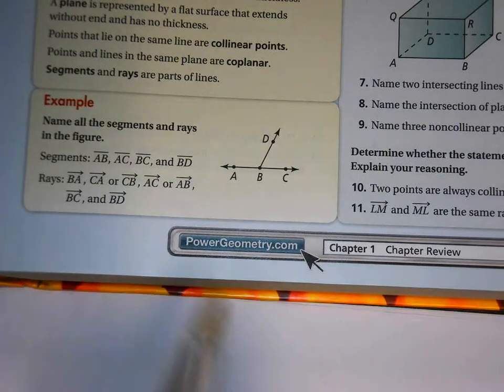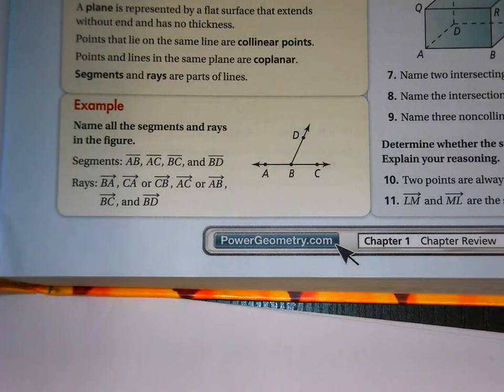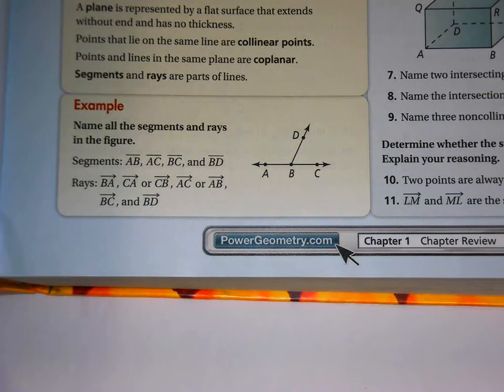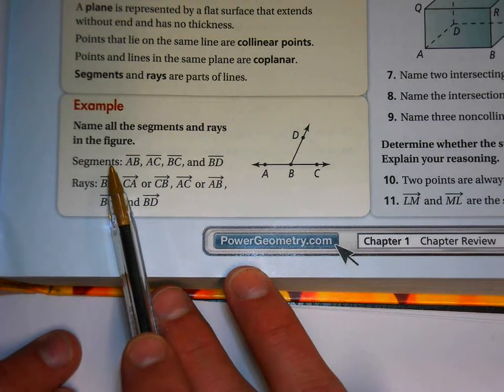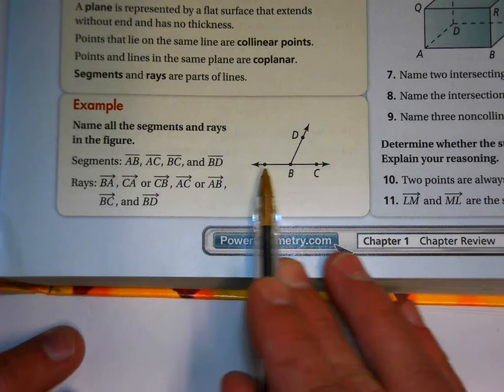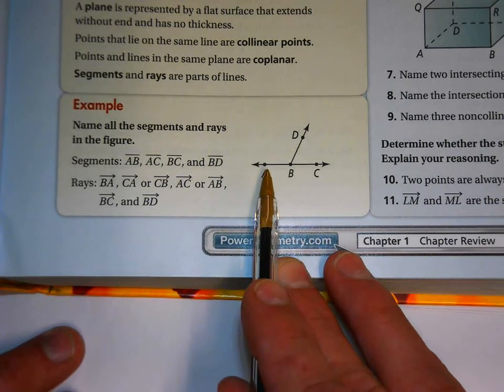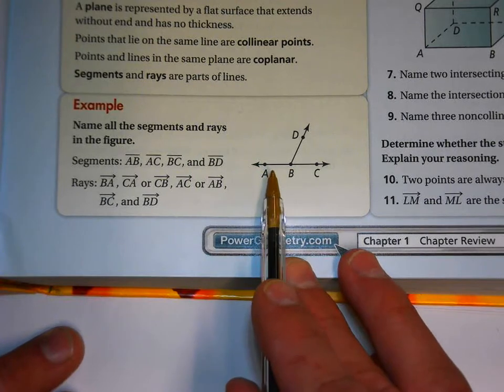So in this example in the textbook for this particular problem, we're going to name all of the segments and rays in the figure. If you look at the segments, we've got segment AB. Now, where would segment AB be? You look at the picture. Segment AB is right here. But that's only if you're reading it from A to B. If you read it from B to A, it's going to be called BA.